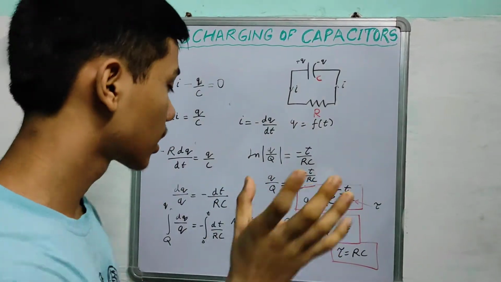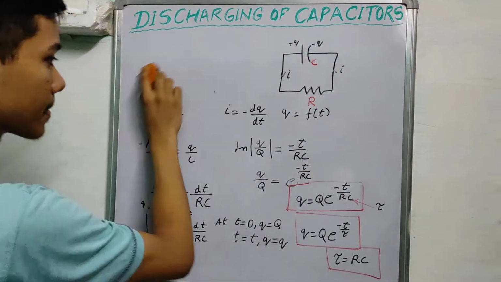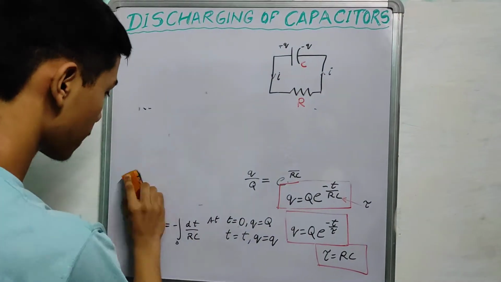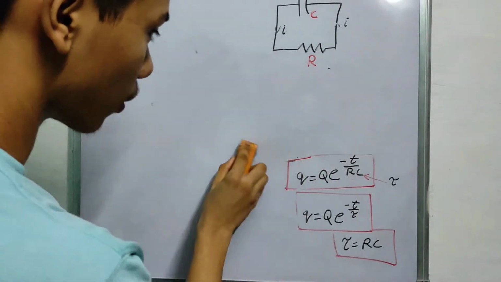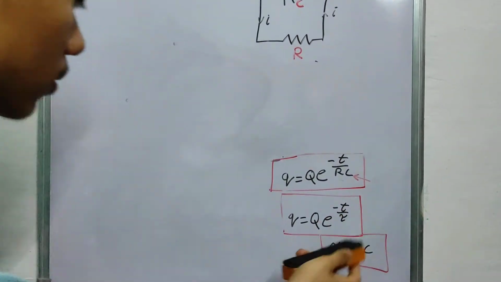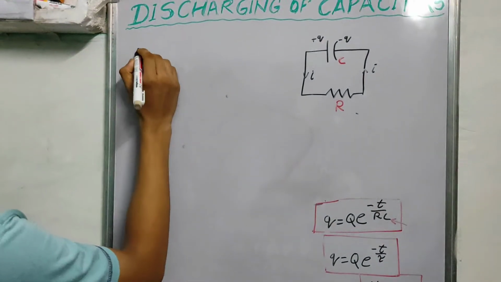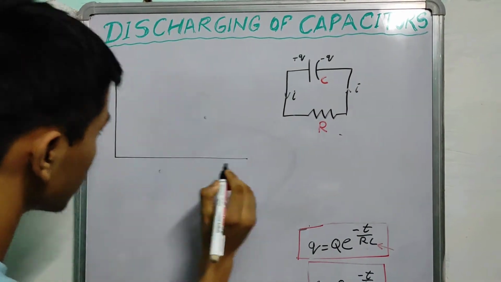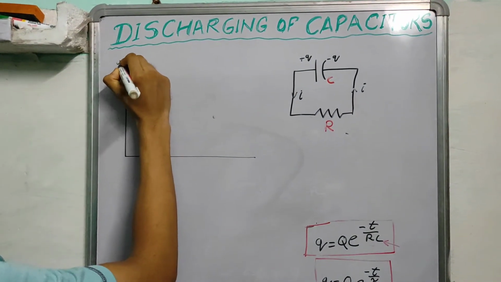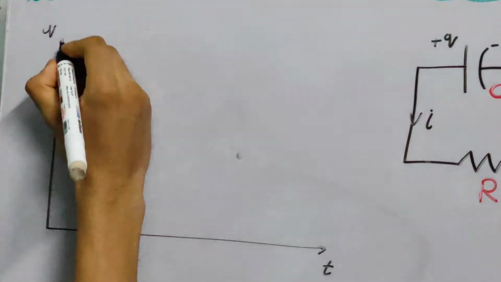Now how does the graph of this look? Let us see. I boxed the three important things you want to keep in mind. So let me draw this graph. This is a charge Q versus time graph. Let us say initially the capacitor has some charge capital Q.